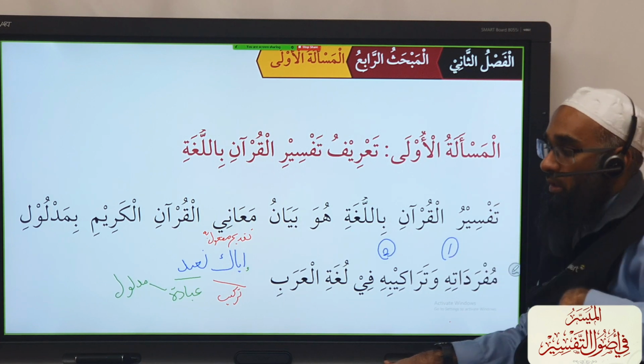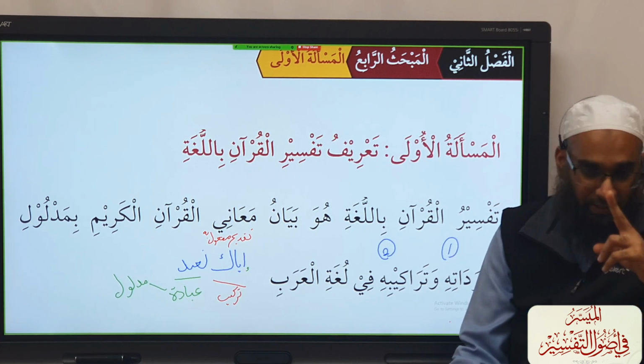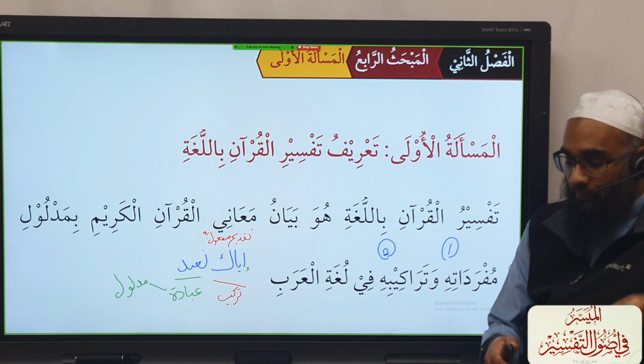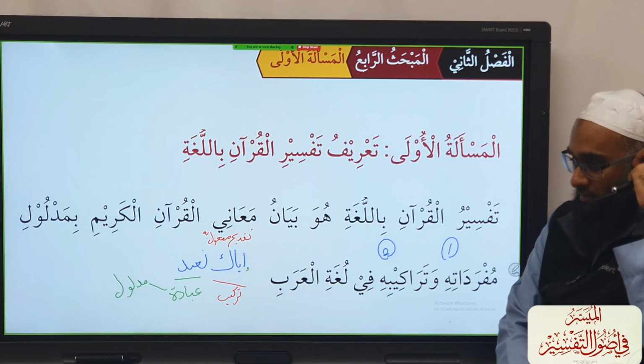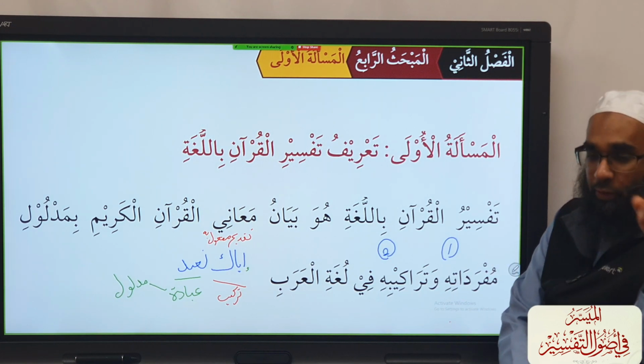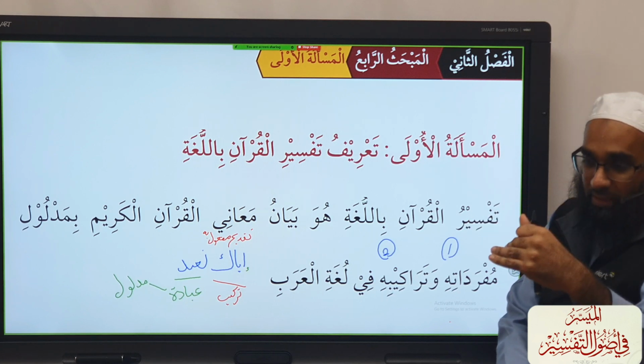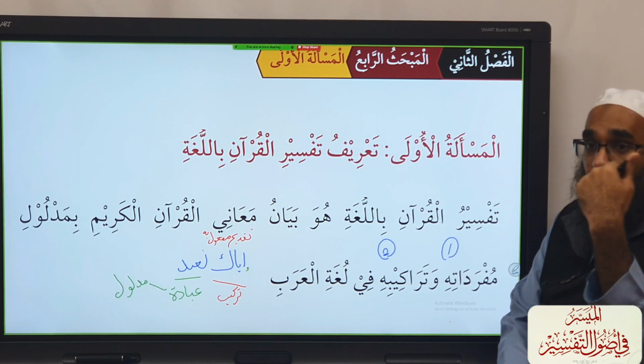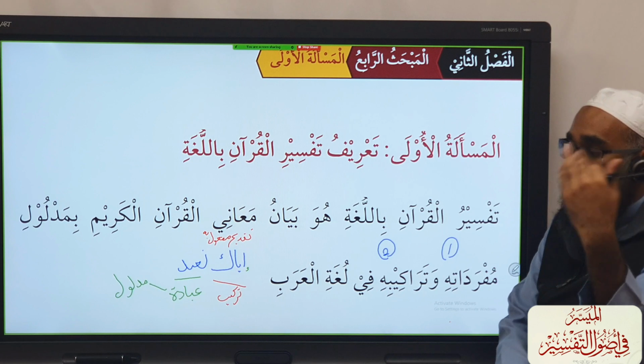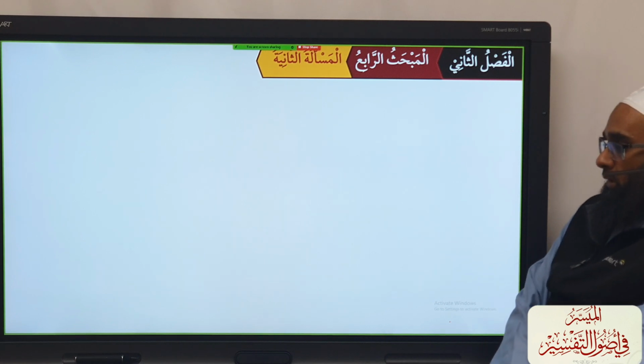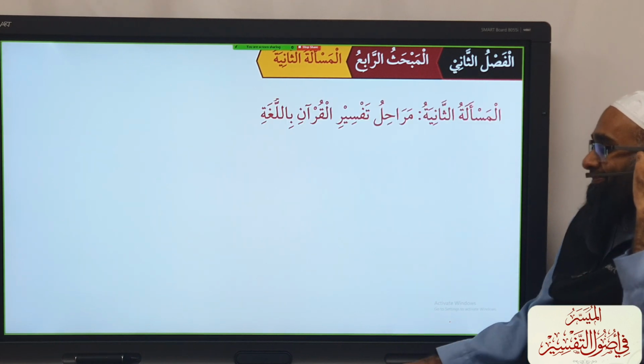So this is what we mean by using the lugha to depict the meaning of the Quran. Understood? So these two aspects. That's why you need to know lugha, and you need to know ilm al-ma'ani, how the language is, the vocabulary, and also how these different words have different meanings. Okay? Following?